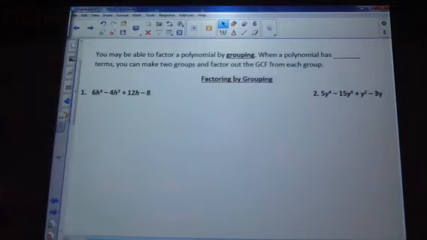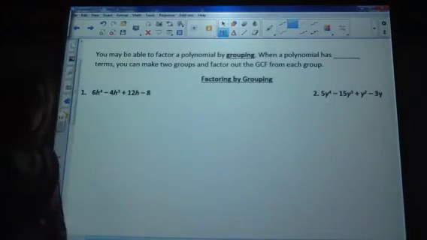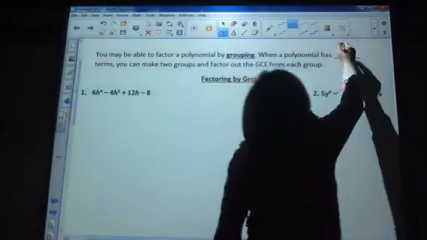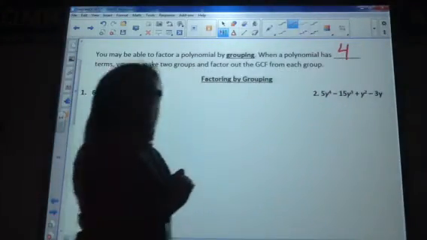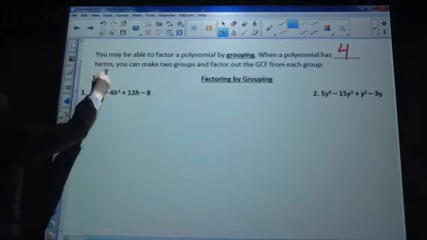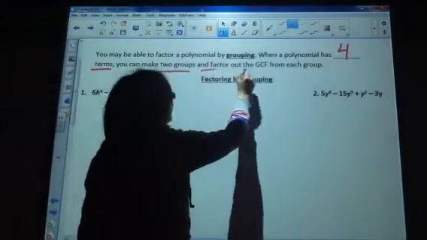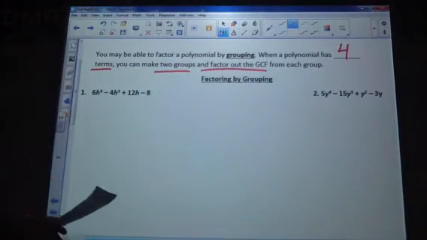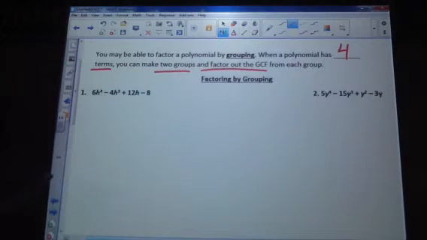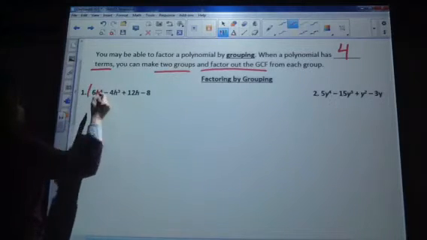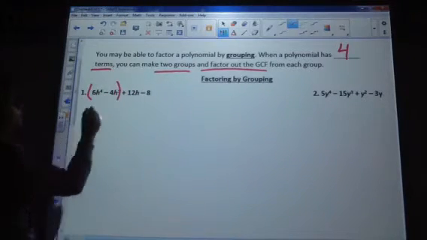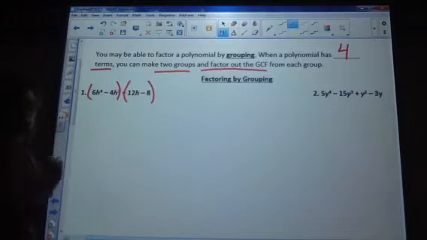Now we're going to talk about the third one. You may be able to factor a polynomial by grouping when the polynomial has 4 terms. You can make 2 groups and factor out the greatest common factor from each group. Here's what we're going to do. We're going to first divide this polynomial into 2 groups.